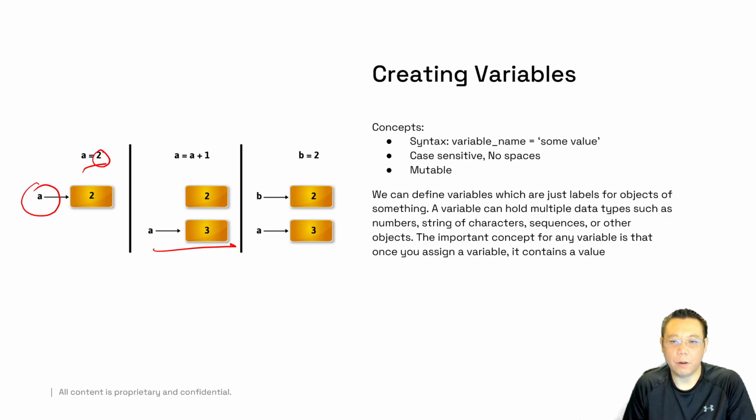Now, the important thing about variables is that there's a variable name on the left side. On the right side of the equal sign, you have a value. It's case sensitive, and you cannot have spaces, which means you might use an underscore. And remember, variables are always mutable, which means you can change them at any time, which could be a good thing or a bad thing depending on your functions.